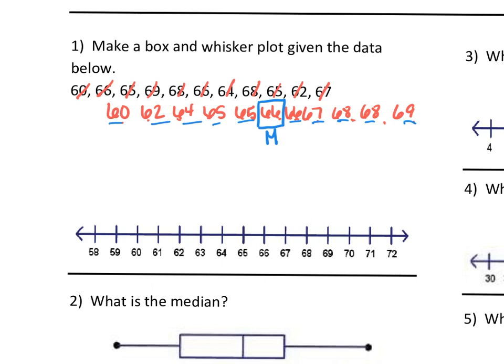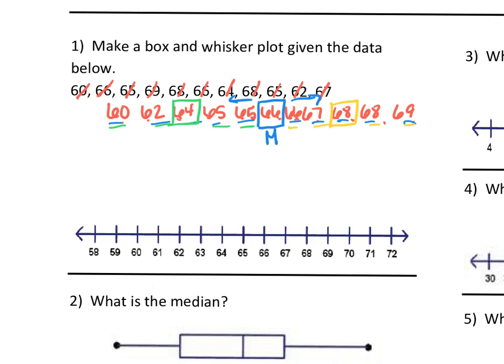Okay, so once we find the median, then we find the median of the lower half of data. So it kind of broke it into 2 halves. Y'all see? From this half over and then from this half over. So the median of the lower half of data would be 64. Okay, so now I'm going to find the median of the upper half of data. So it should be 68. Okay, so now I have 3 numbers, but technically, I have all the 5 points that we need.